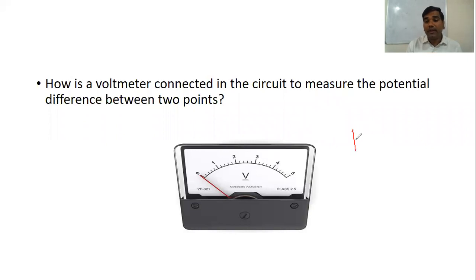How is a voltmeter connected? A voltmeter should be connected in parallel and an ammeter should be connected in series.